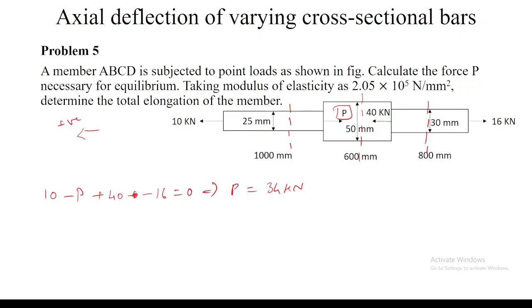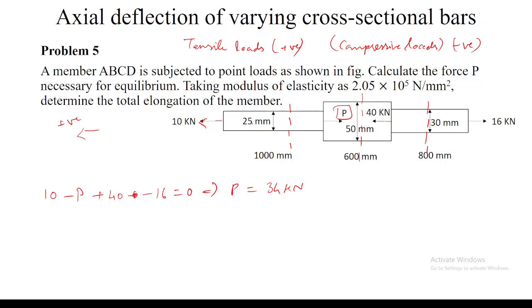Can you explain the sign convention, how you took minus P and plus 40? See, the sign convention I am imagining here is that all the tensile loads are positive, and all the compressive loads are negative. So here for this 25 mm member, since this is acting towards this side, we can imagine this as a tensile load, right? For this member one. Yes, sir. So I am considering this as a positive value.